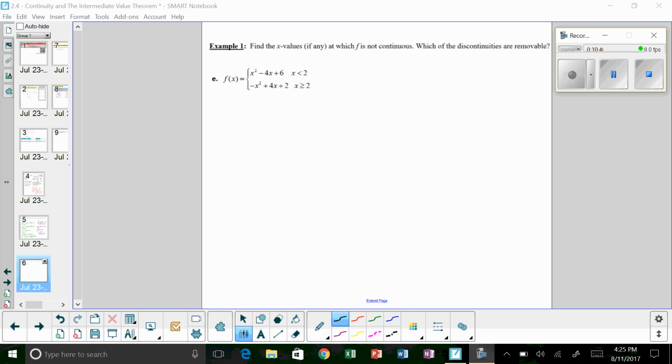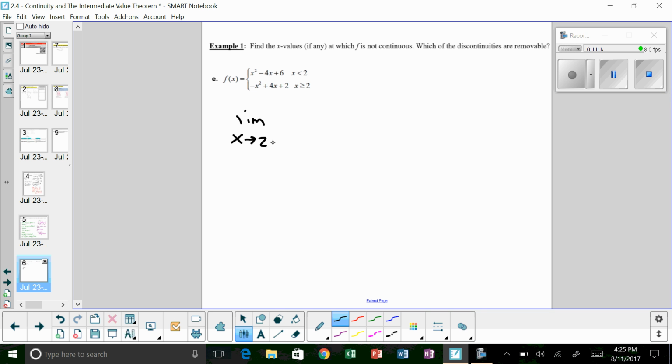We have one final part for example 1, so example 1 part E. We have another piecewise function. f of x is x squared minus 4x plus 6 when x is less than 2, and is equal to negative x squared plus 4x plus 2 when x is greater than or equal to 2. So again, notice that each piece of this function, they're both quadratic. Quadratic functions are continuous on their domains, so the only place we need to check is x equals 2, the joint between the pieces.